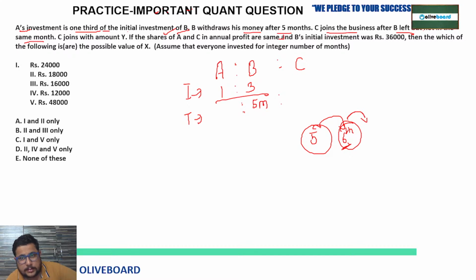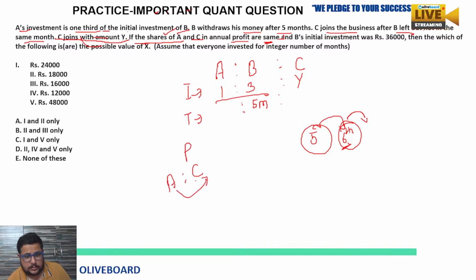Okay, now C joins with the amount Y. So the amount invested by C is Y. Remember that. If the shares of A and C in the annual profit are same, so the profit ratio of A and C is same actually. Why? Because their annual profit is same.